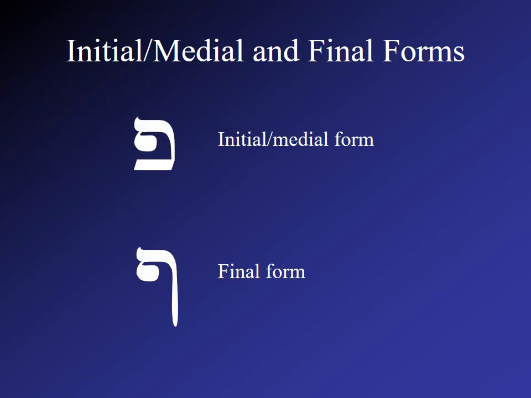Pei also has a distinctive final form. As in the case of the other final forms that we've seen, basically what pei does is it takes the horizontal stroke on the bottom and extends it downward into a long tail that descends below the level of the writing. So the final form of pei, also the final form of fei, looks like the letter but with a long tail.